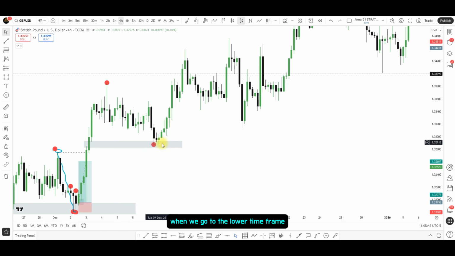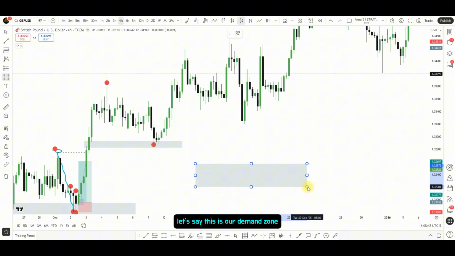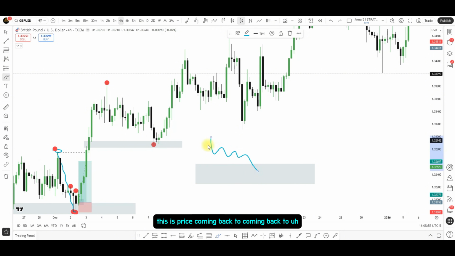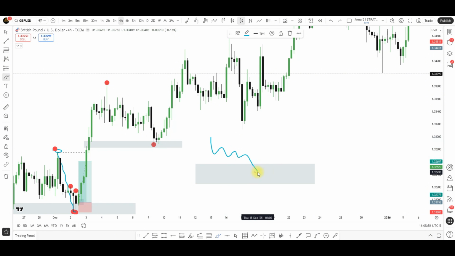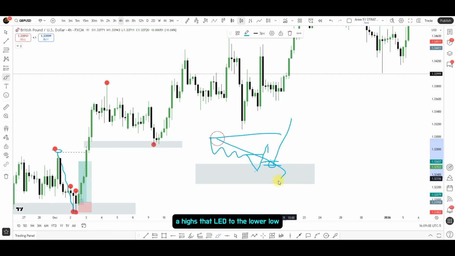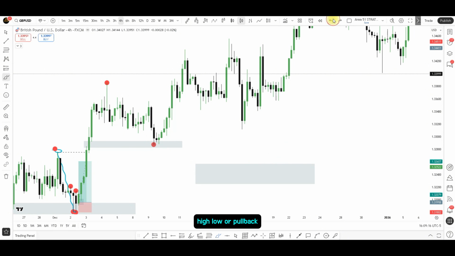When we go to the lower time frame, we wait for a change of character. Let's say price is coming down to, let's say this is our demand zone. This is price coming back to a demand zone. We wait for a change of character on the lower time frame. Let price come back to a lower time frame demand zone, and then we execute, targeting the higher time frame highs that led to the lower low, like this high here that created this higher low or pullback.